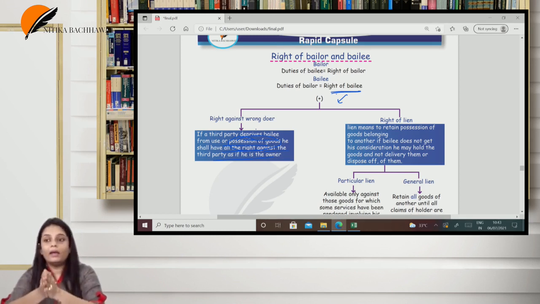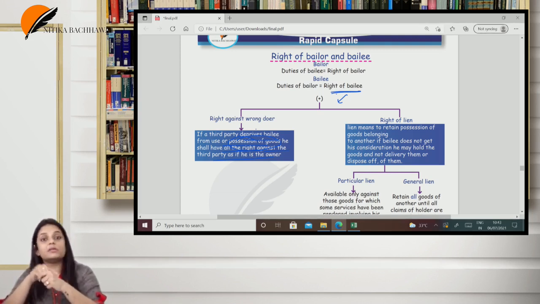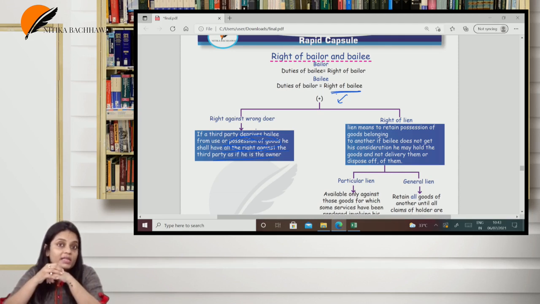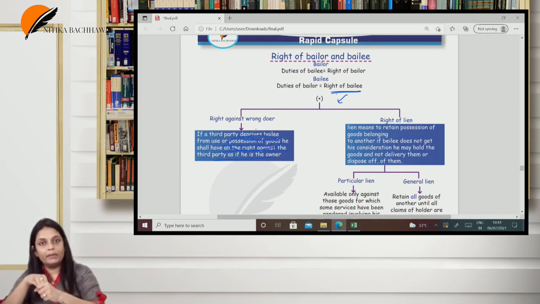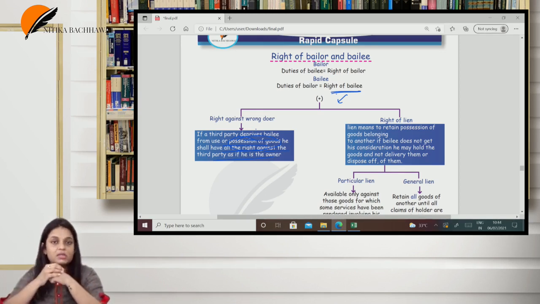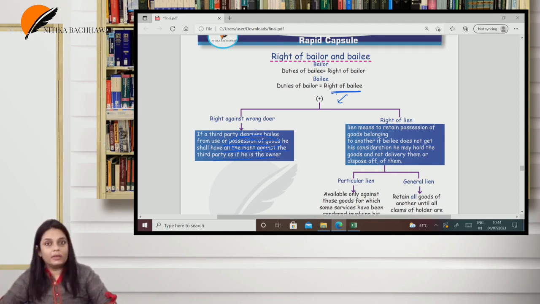I repeat again, when the bailee does anything for me, I am supposed to pay him the charges for the work he is doing for me. If I fail to pay the charges, he has a right to retain the goods unless the charges are paid. Right? So when I give the goods to the carrier and I tell them that the other party will pay the charges, and when they get the goods to you, if you fail to pay the charges, they have a right not to hand over the goods to you unless you agree to pay the charges. So this is what the right of lien is.